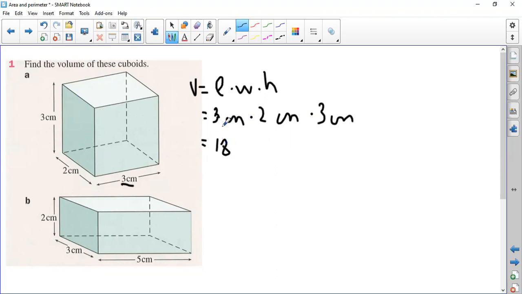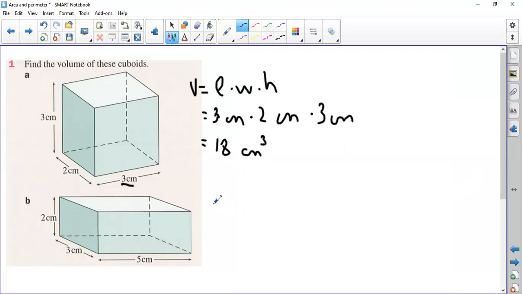And what is the unit? As we said, the unit will be centimeter cubed. We multiply the numbers, but in the same way we multiply the units. So centimeter times centimeter, centimeter squared, times centimeter, centimeter cubed. So the volume of the first cuboid is 18 centimeter cubed.